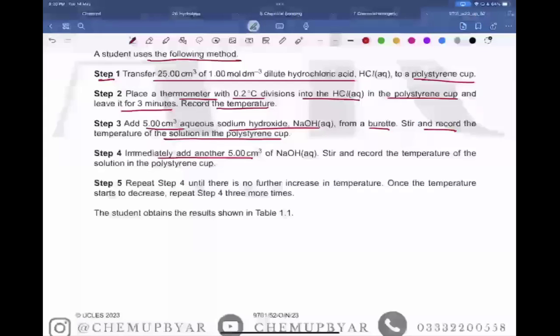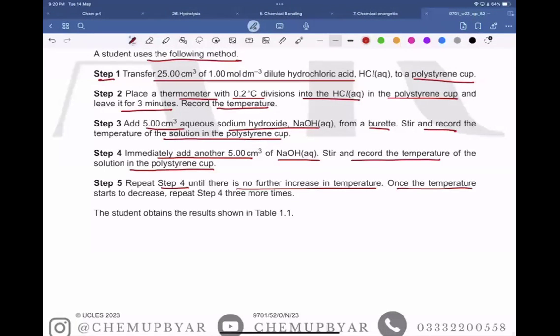Immediately add another 5 cm³ of sodium hydroxide. Stir and record the temperature of the solution in the polystyrene cup. Now, step 5, repeat step 4 until there is no further increase in temperature. Once the temperature starts to decrease, repeat step 4 three more times. The student obtains the results shown in table 1.1.